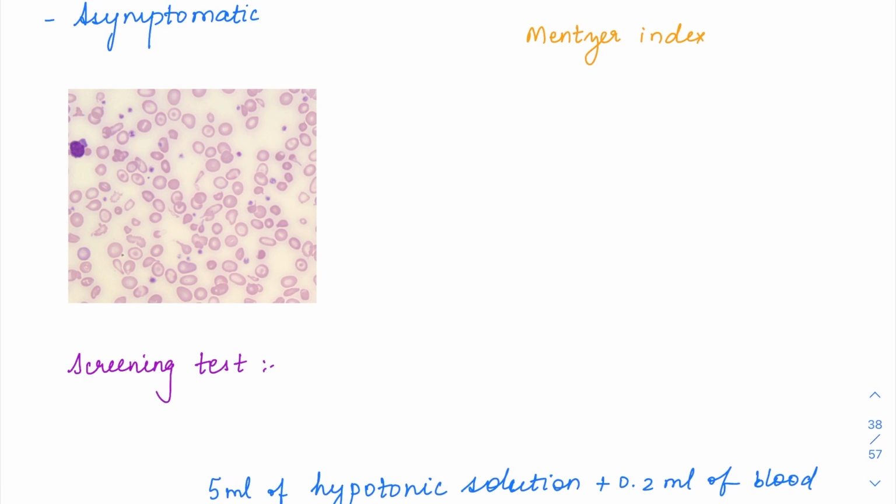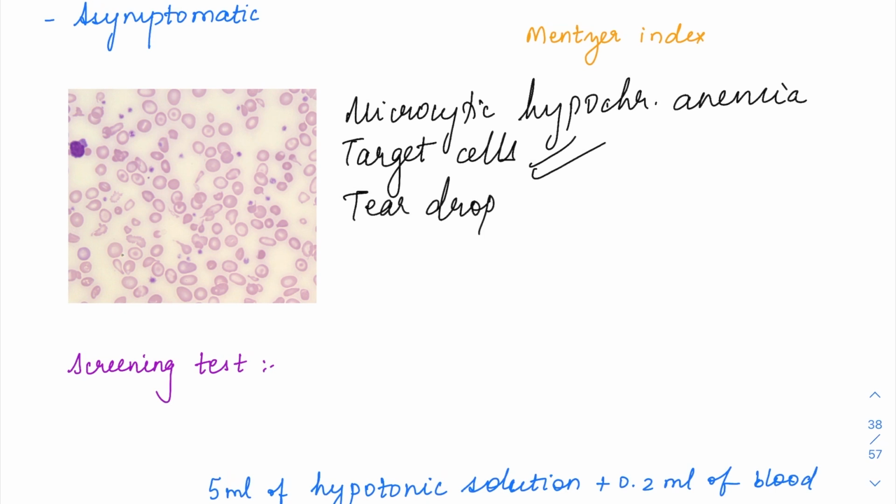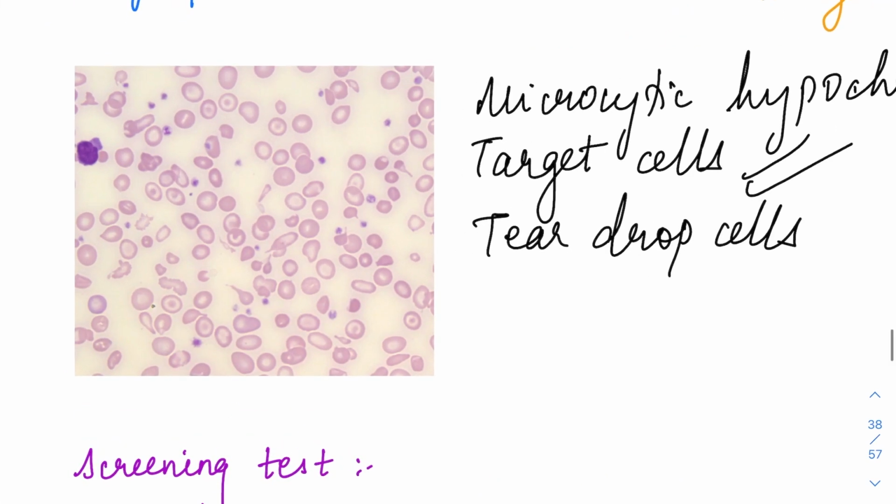Okay. So the characteristic findings in a thal trait: it is a close differential for IDA, I told, right? So the picture is going to be of microcytic hypochromic anemia. So microcytic hypochromic anemia is going to be there. Then there is going to be mild anisopoikilocytosis and the presence of target cells. So lots of target cells will be present in thalassemia. So target cells, teardrop cells. So this kind of picture will be present.